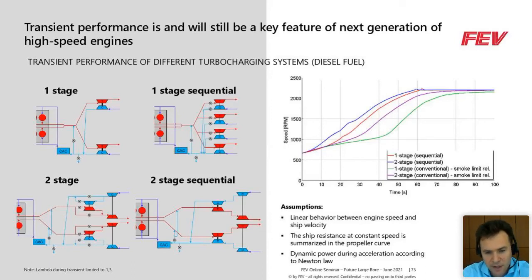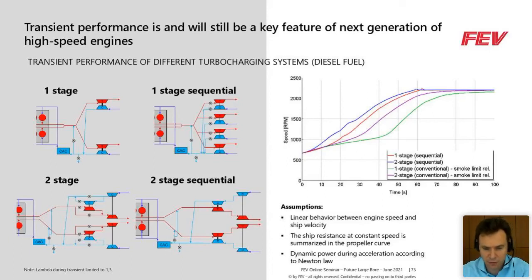And the model that is behind here is a ship model, for example. So we are considering a ship model with a linear behavior between engine speed and ship velocity. And here we are comparing different acceleration profiles of the complete ship with different turbocharging systems.